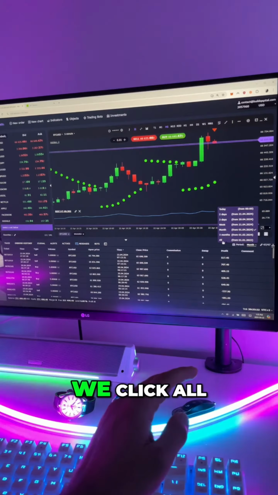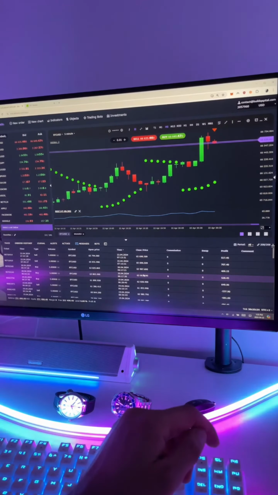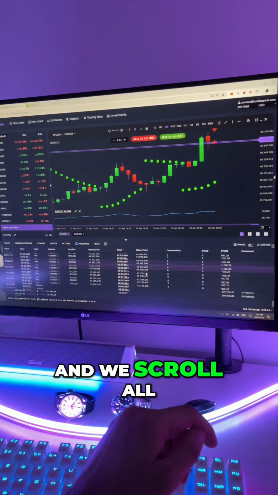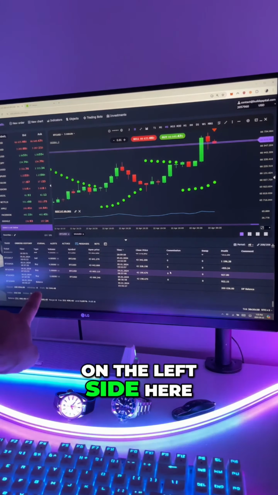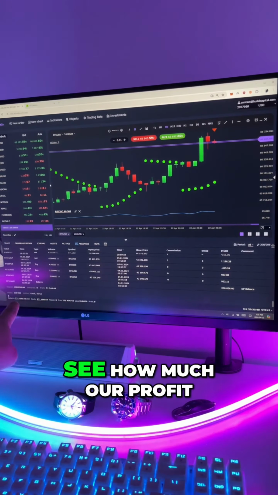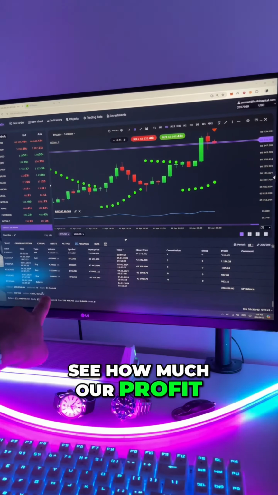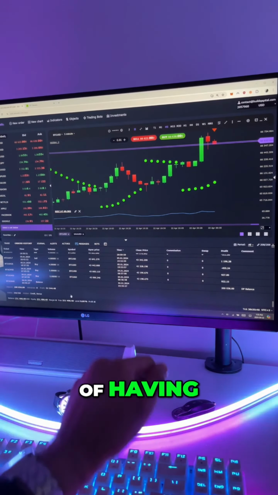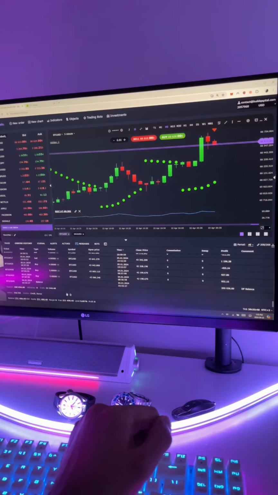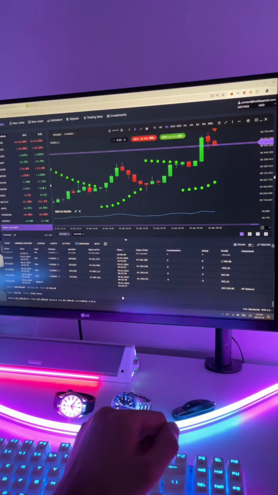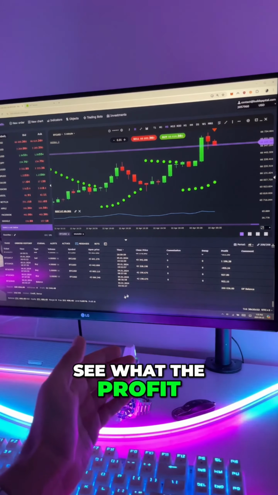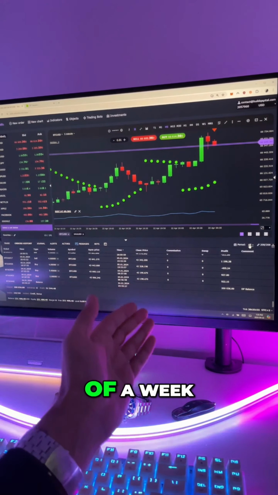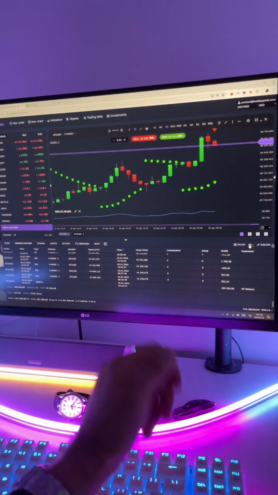Now, let's say we click all and we scroll all the way down on the left side here, we'll be able to see how much our profit or loss has been throughout the whole time of having this account being run. So that's how we're able to see what the profit has been over a period of a week or past day or the past month.